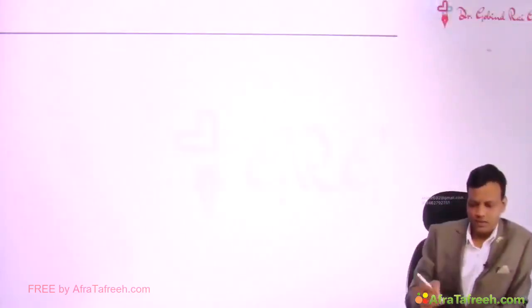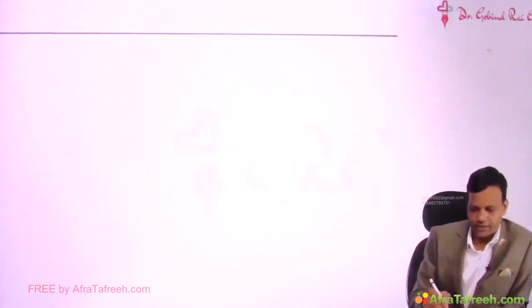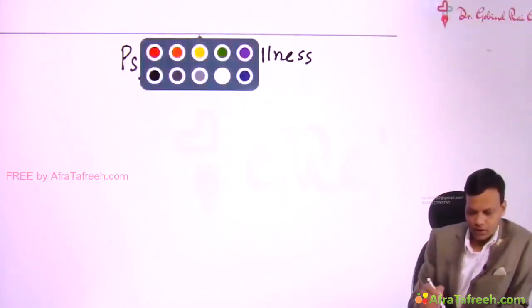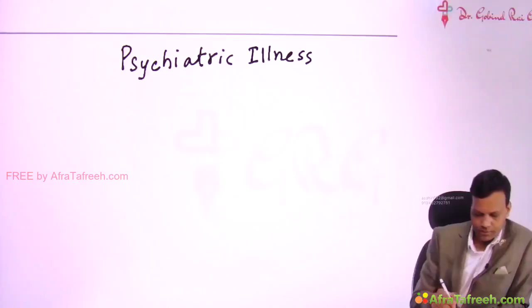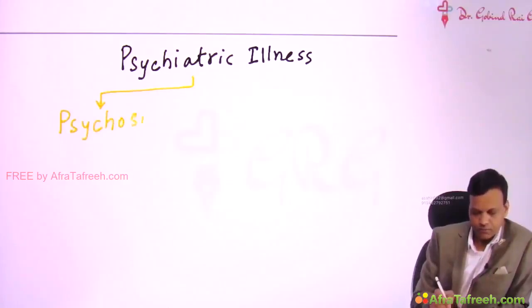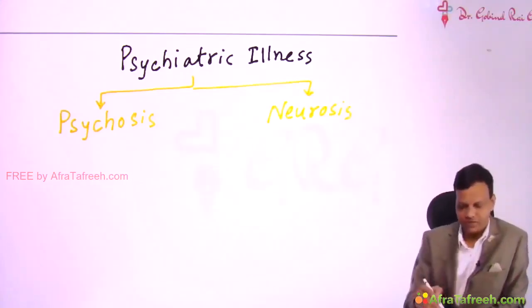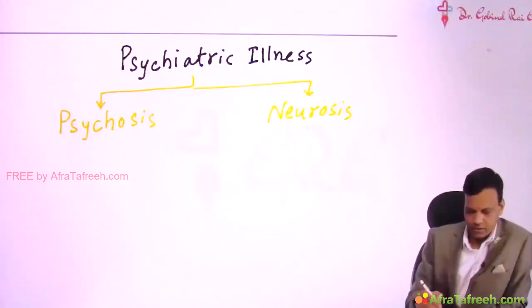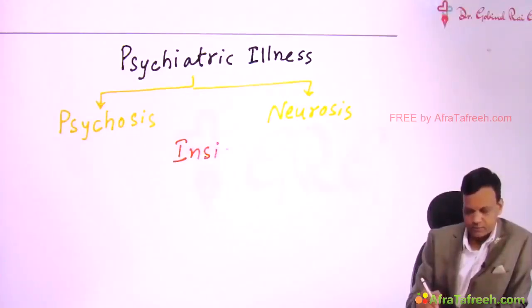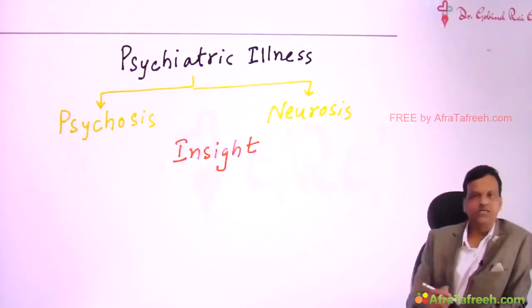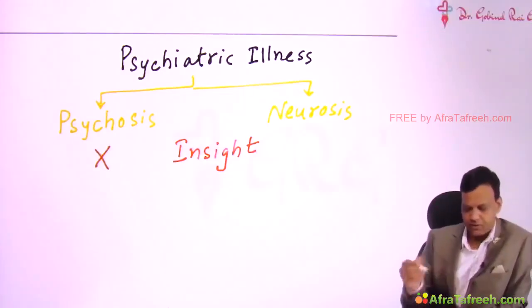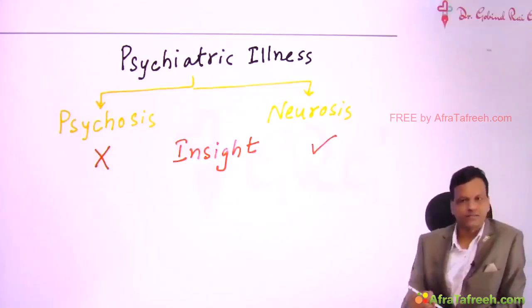Now we will discuss the drugs used for psychiatric illness. Psychiatric illness is broadly divided into two types. It can be psychosis. It can be neurosis. The basic difference between these two entities is insight. In psychosis, insight is absent, whereas in neurosis, it is present.